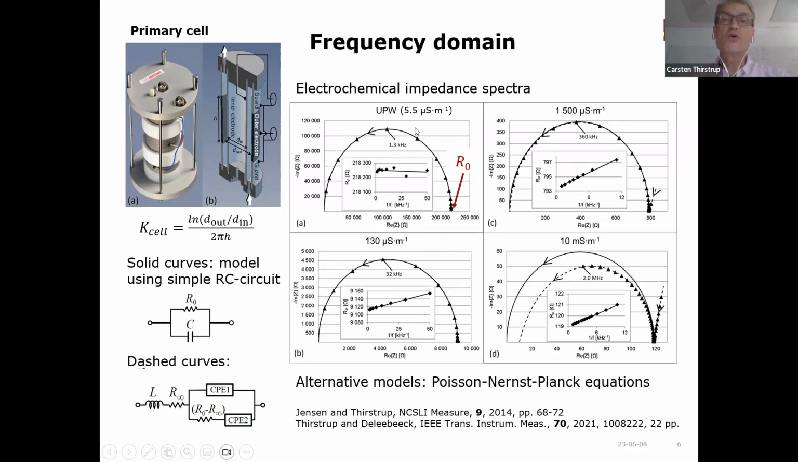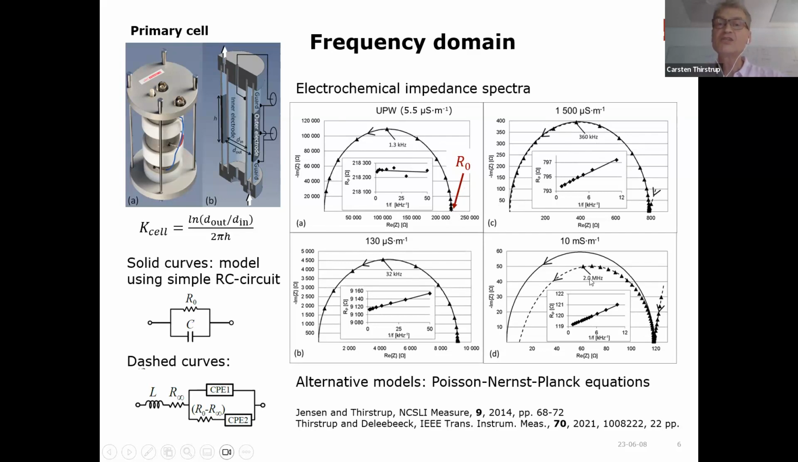And at the low ion concentrations, we can model the data using this simple RC circuit. And we see the data points here, going from right to left with increasing frequency. And the bulk resistance can then be determined as a cross section between the data points and the x-axis. And with this simple model, we can model the data with this solid curve here, and we see that we get a good fit to the data points up to about 1,500 microsiemens per meter.